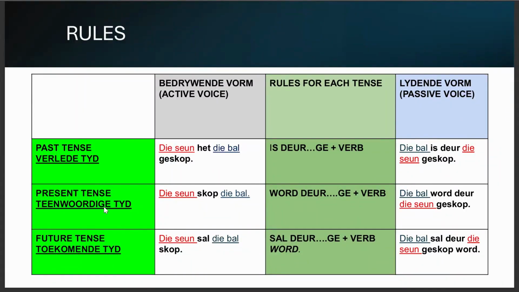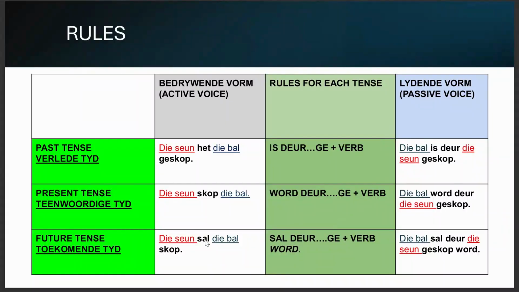Then present tense, teenwoordige tyd. Die seun skop die bal. The boy kicks the ball. The rule for present tense, Lydende Vorm, is word deur ge plus verb. So, how does it change? Die bal word deur die seun geskop. Same tense.